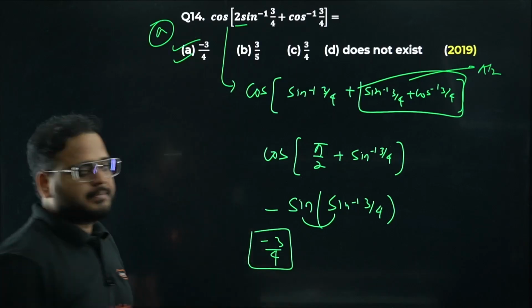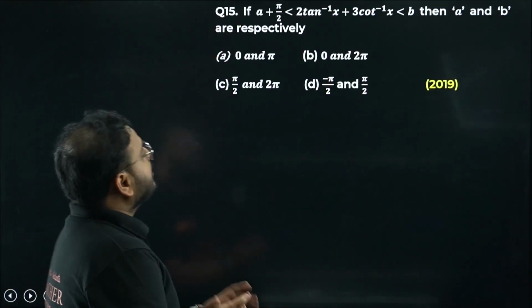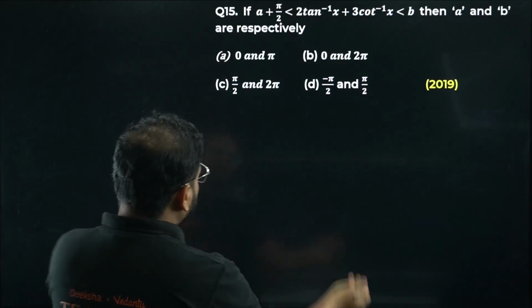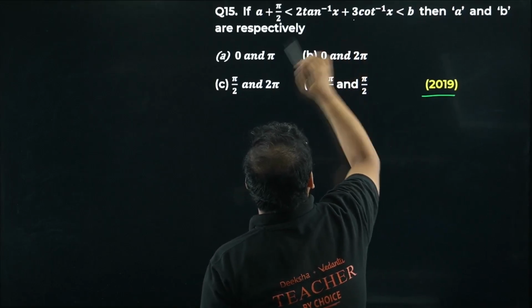Option is A. Simple or not? Very simple. 15th now. Please check. Over here we have a plus pi by 2 given like this. Same condition we can apply. Please check 19 also, similar properties have been repeated. You can take 2 over here.